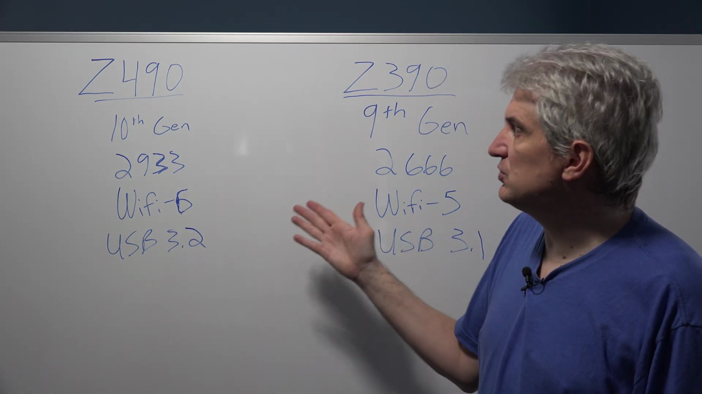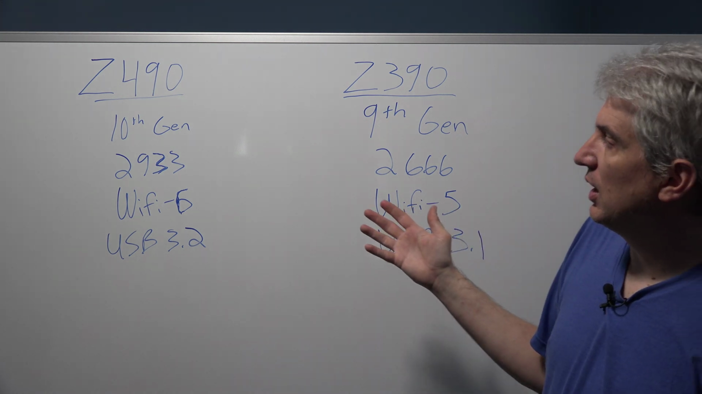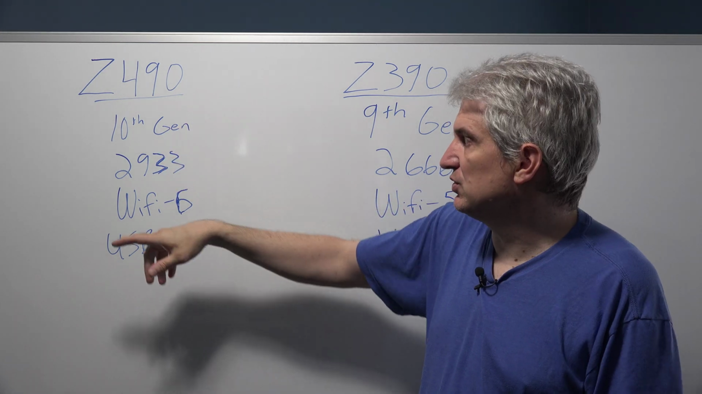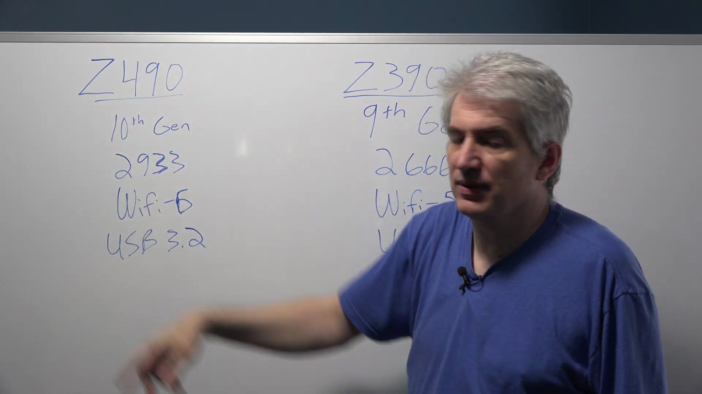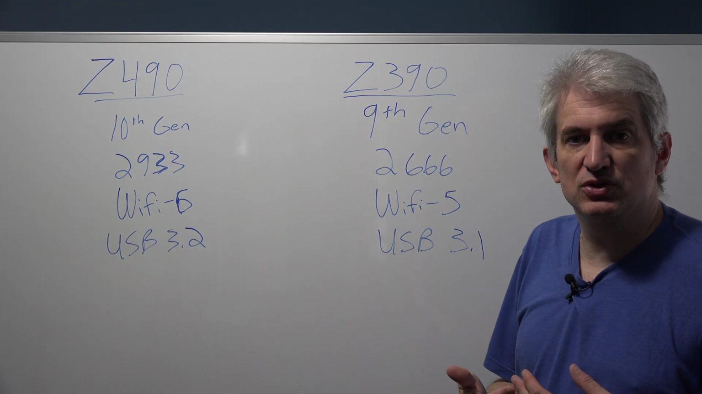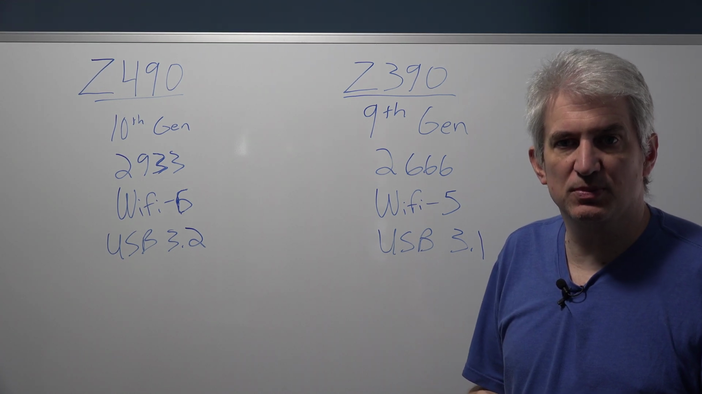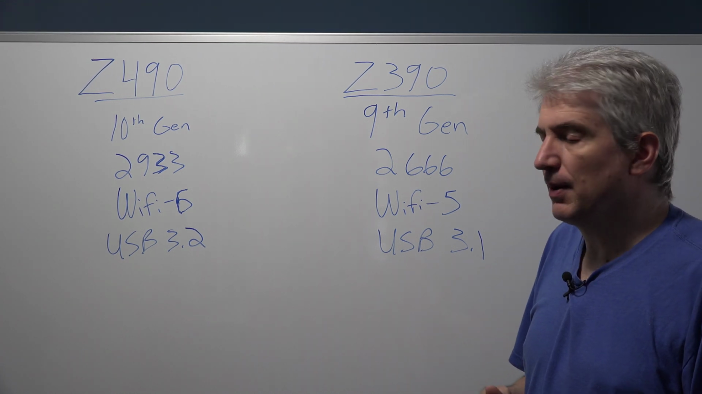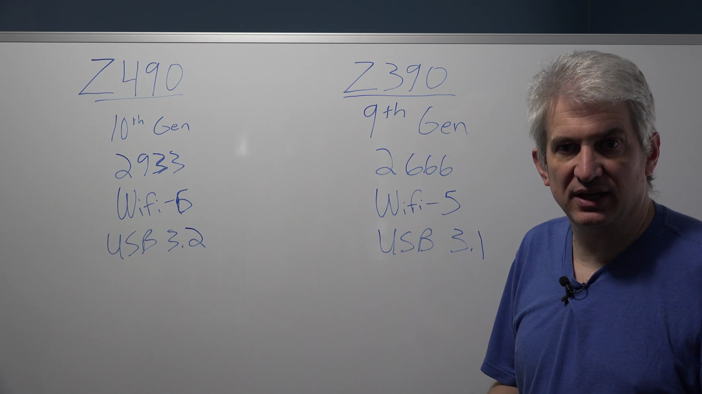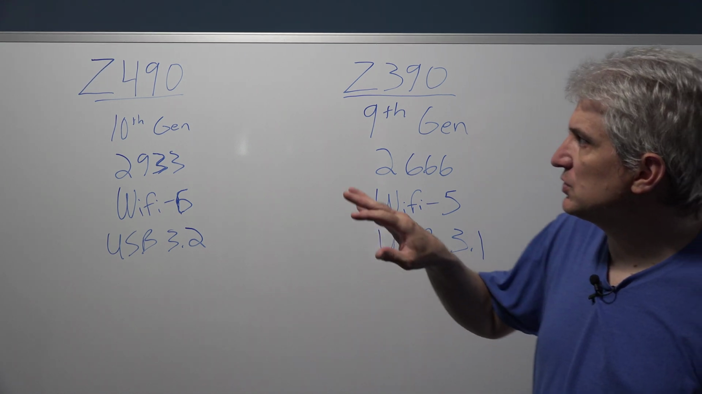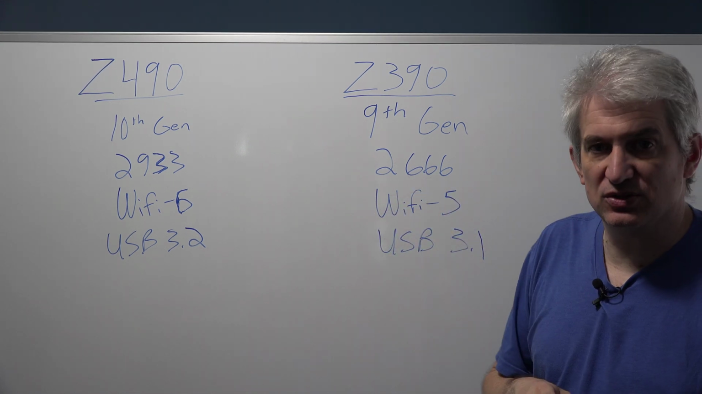So the enthusiast motherboards always start, or at least for the last few generations, with the letter Z. You may say, well, what does that mean? It means they support overclocking, faster memory speeds, additional features, more PCI Express lanes, things like that. The difference between the two chipsets is quite minor.